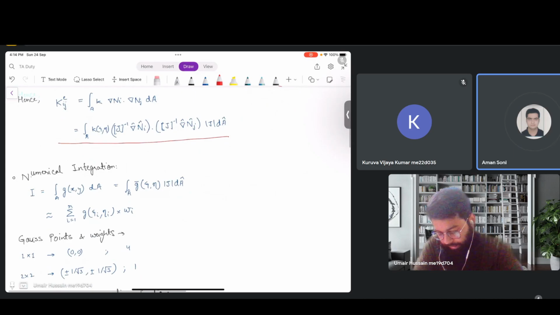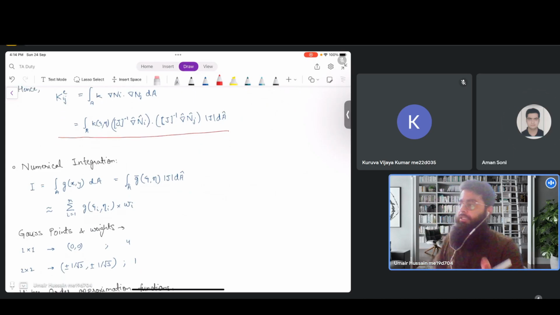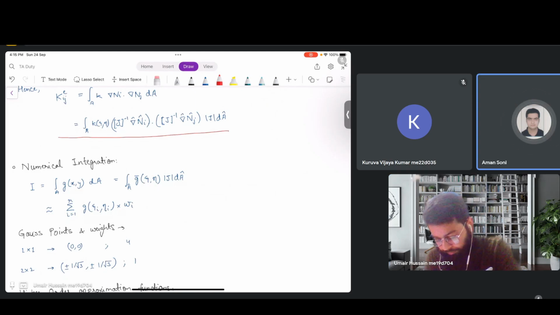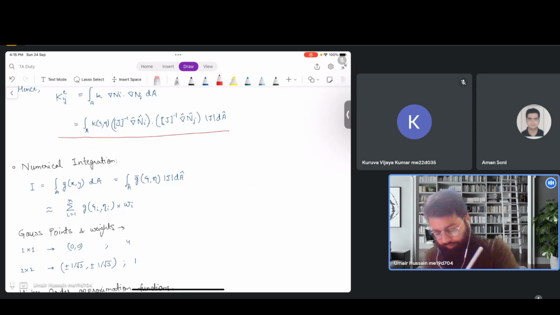Okay, so the next thing is the numerical integration part. We did discuss numerical integration in 1D FEM. There we discussed something known as the Gauss quadrature formula. Again, this same thing we'll do. In more than 90% of FEM solvers, only the Gauss quadrature rule is used.